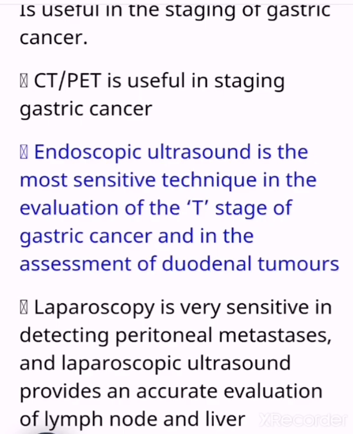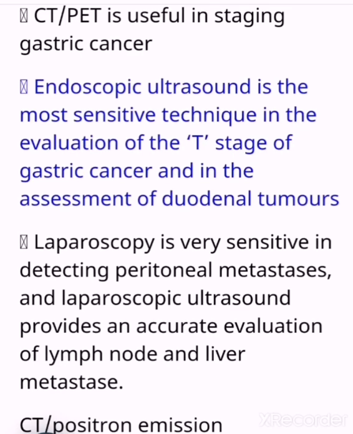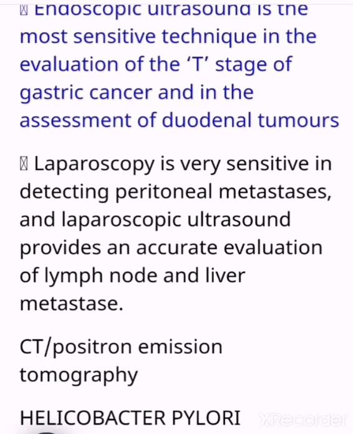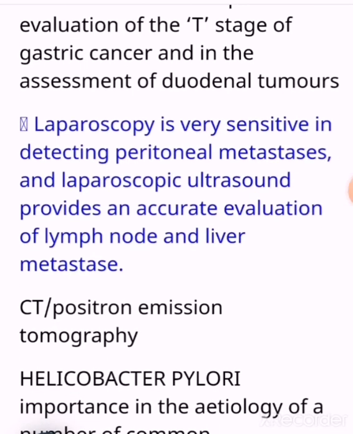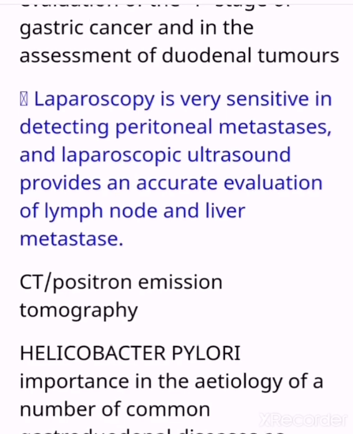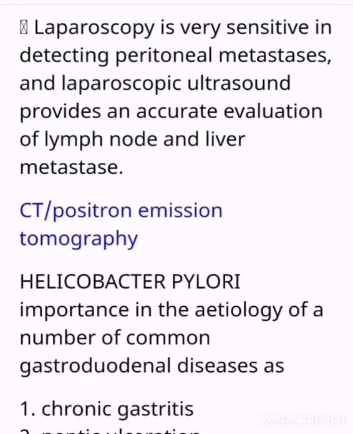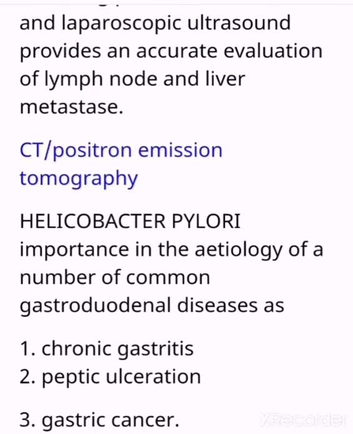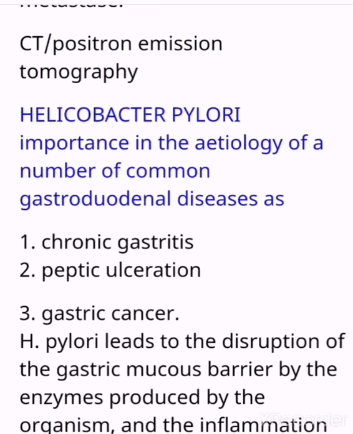Endoscopic ultrasound is the most sensitive technique in the evaluation of the T stage of gastric cancer and in the assessment of duodenal tumors. Laparoscopy is very sensitive in detecting peritoneal metastases, and laparoscopic ultrasound provides an accurate evaluation of lymph node and liver metastasis. CT positron emission tomography.